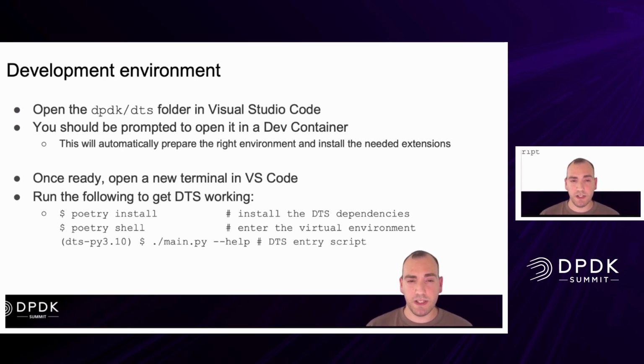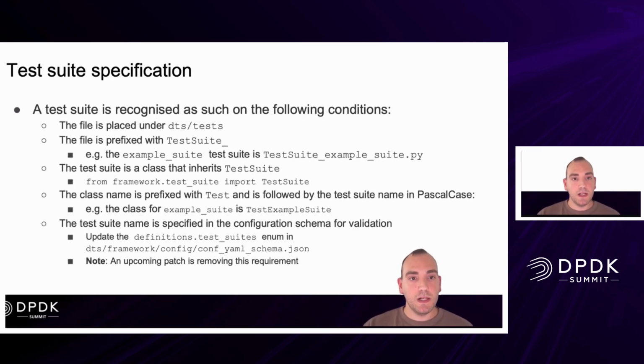The thing you need to do before proceeding is to install the actual DTS dependencies using poetry install. And then you can actually use these dependencies and DTS by entering the poetry shell. The main.py is effectively the entry point, and --help is, as you know, just the help page that shows you all the arguments that you can pass to DTS.